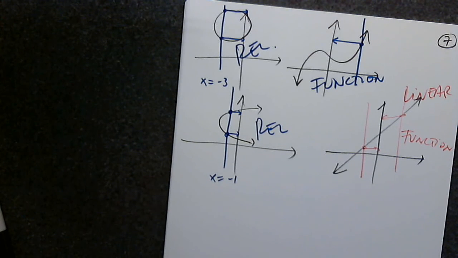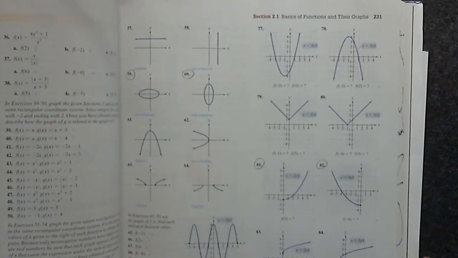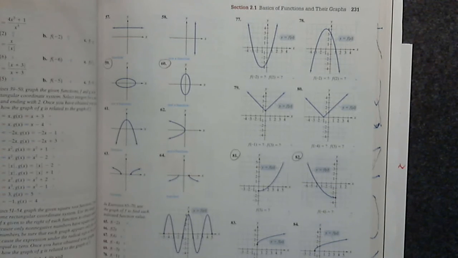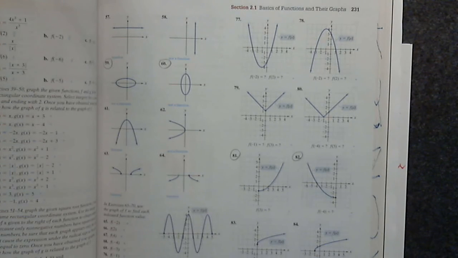Okay, now I would like us to look at a graph and analyze it. Here's a graph. Many questions here. It's 82 on page 231. I have lots of questions for you here. Ready? Is this a function? By the vertical line test, this is a function. Perfect.